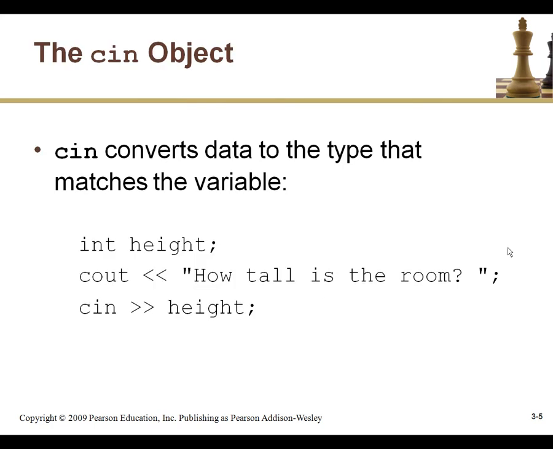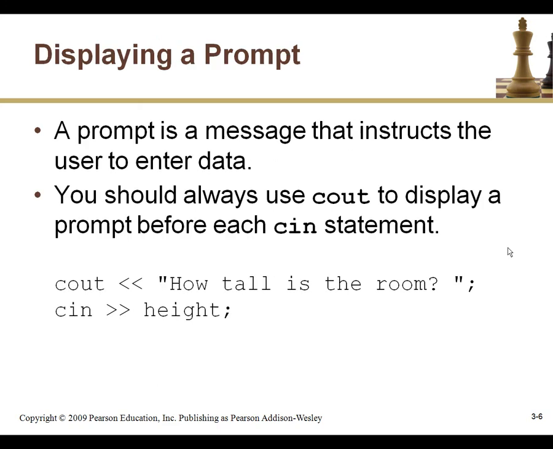The cin object converts the data to the matching type of the variable in your program. In this example, height is defined as an integer. When you ask how tall is the room, in the cin statement, the height would get the value that you key in as an integer.